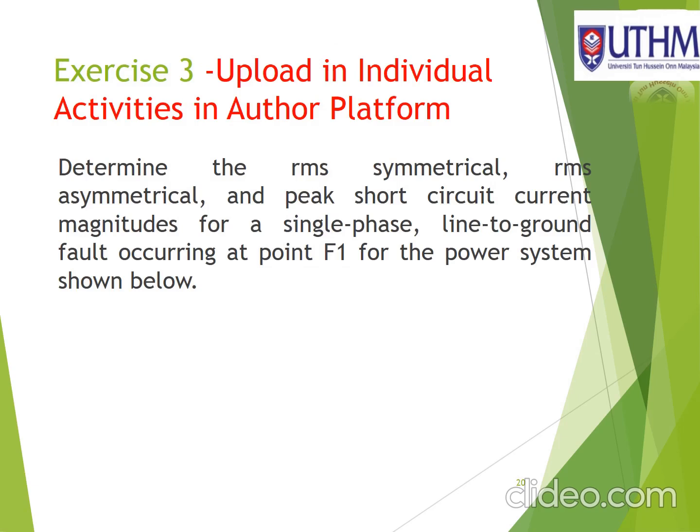Okay, next is exercise number 3. Students have to upload in individual activities in the platform. So the question is: determine the RMS symmetrical, RMS asymmetrical, and peak short circuit current magnitudes for a single phase line to ground fault occurring at point F1 for the power system shown below. The system will be in the next slide.